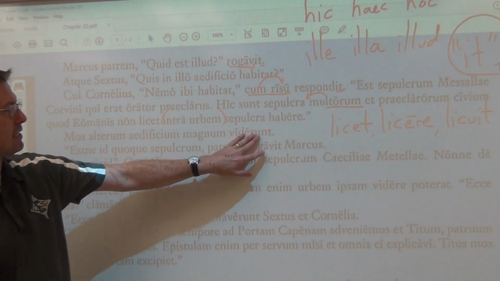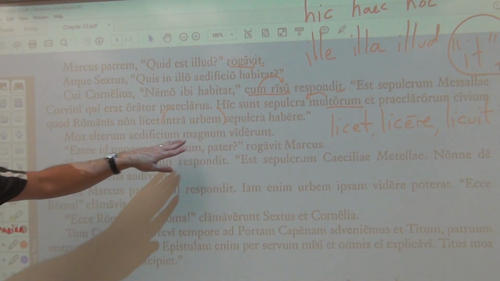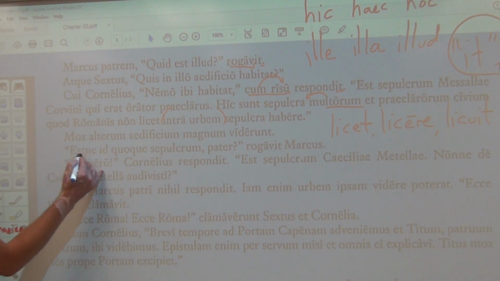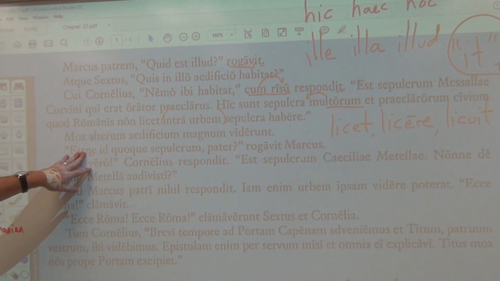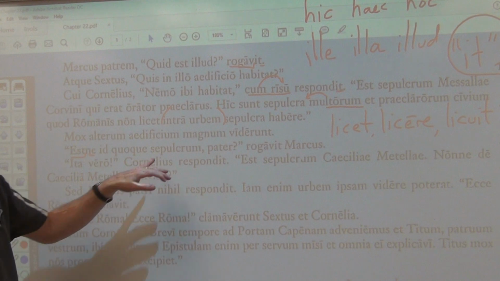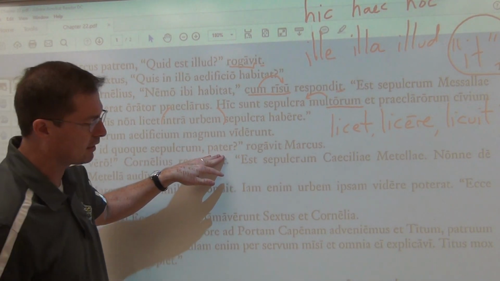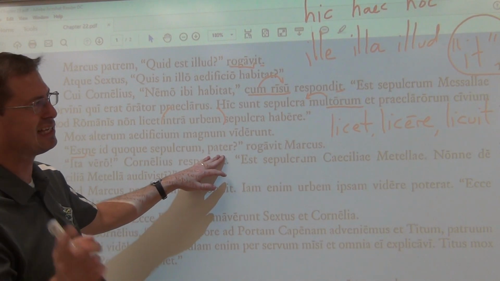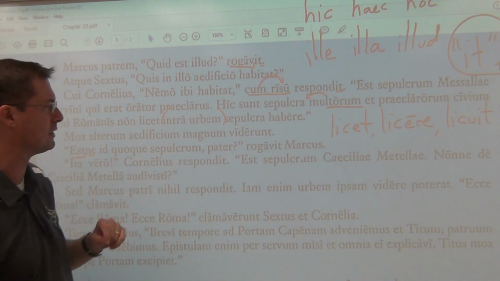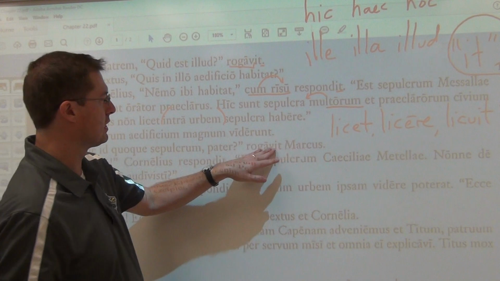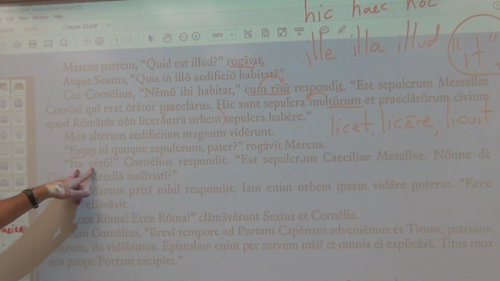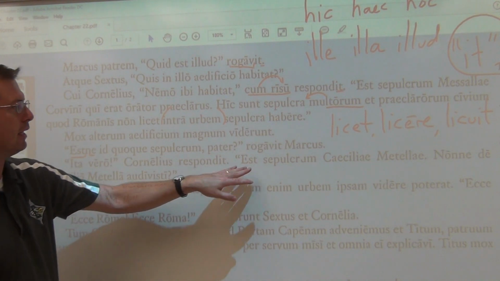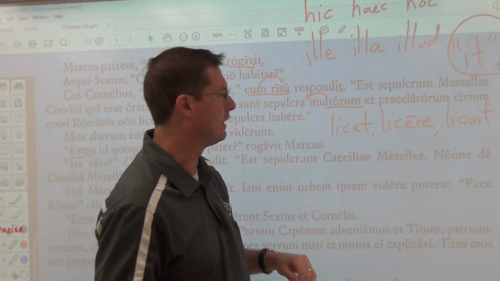Soon they did see, they have seen another big building. Esne, remember to ask the question, it's merely ne on the end of a word. Is it also a tomb, father? In the vocative, talking directly to them. Vocative is always the same as the nominative, except for when a second declension word ends with a US, it replaces it with an E. Marcus asked, ita vero, thus truly. Cornelius responded, it is the tomb of Caecilia Metella.